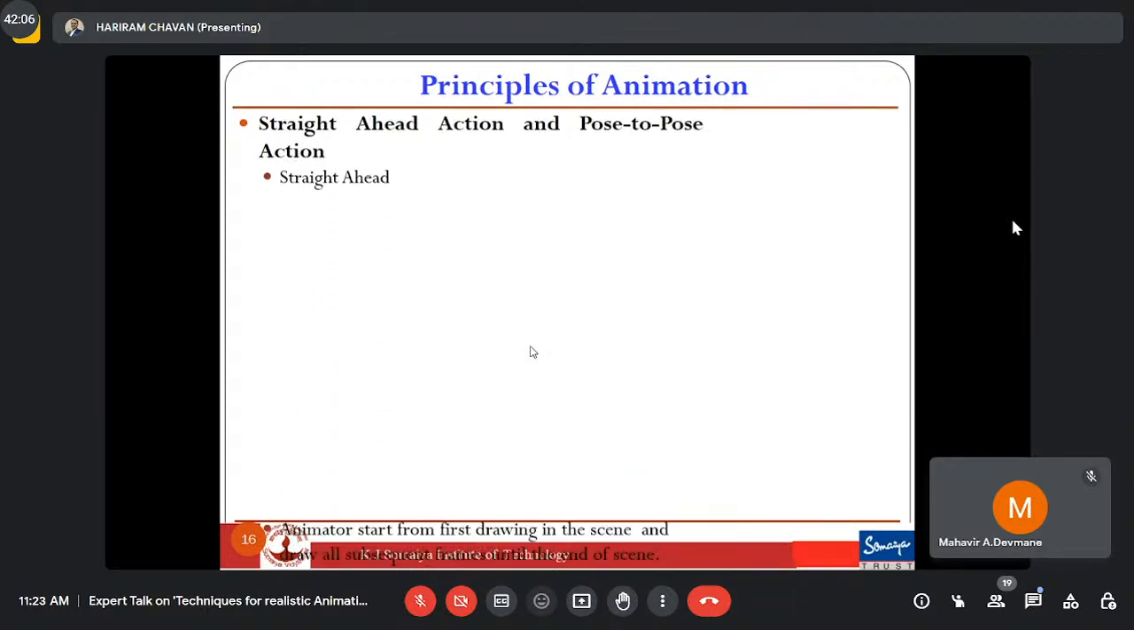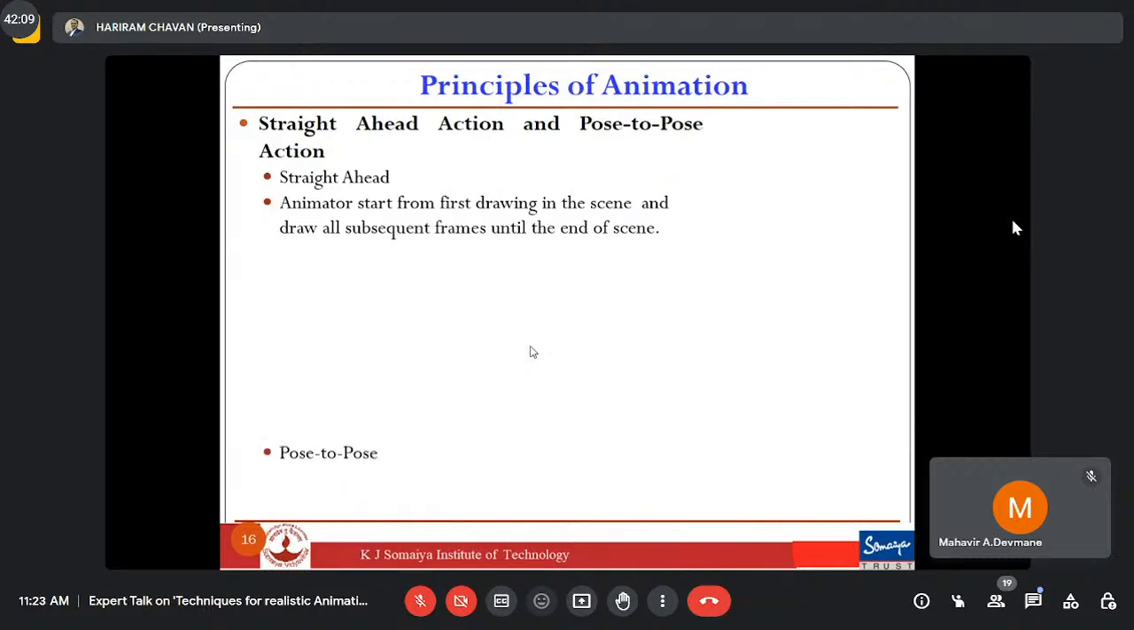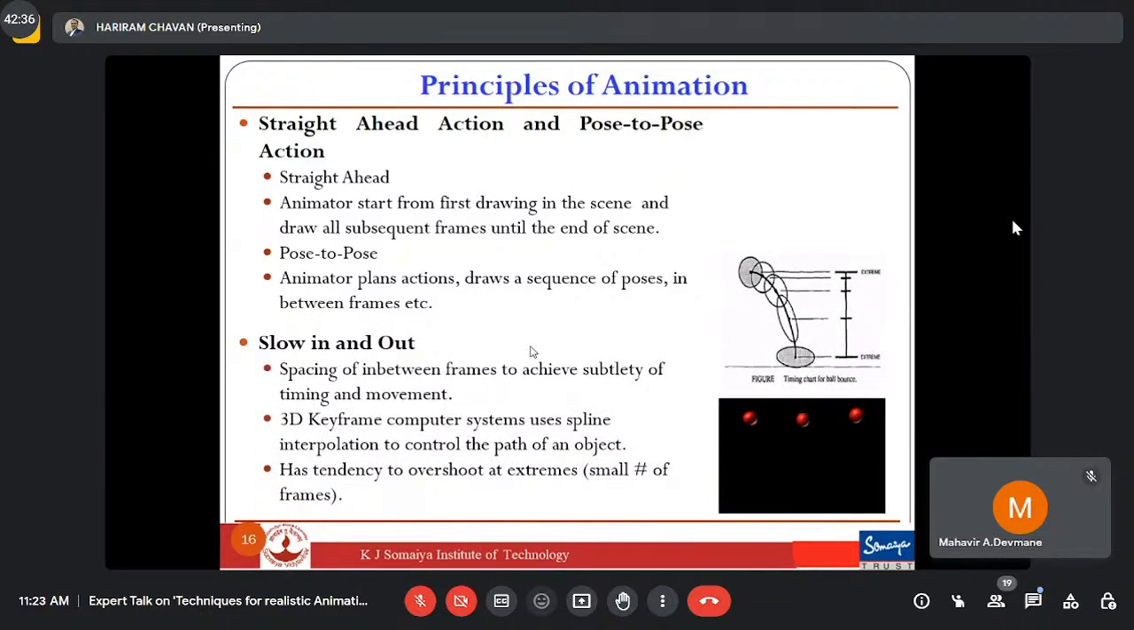Okay, so coming back to the principles of animation, the next principle is straight ahead action and pose to pose action. So what is straight ahead action and pose to pose action? And the next one is slow in and slow out, I hope. When you think about these two principles, you may immediately make out, if you are thinking about the character which you would like to animate, for example, the robot.